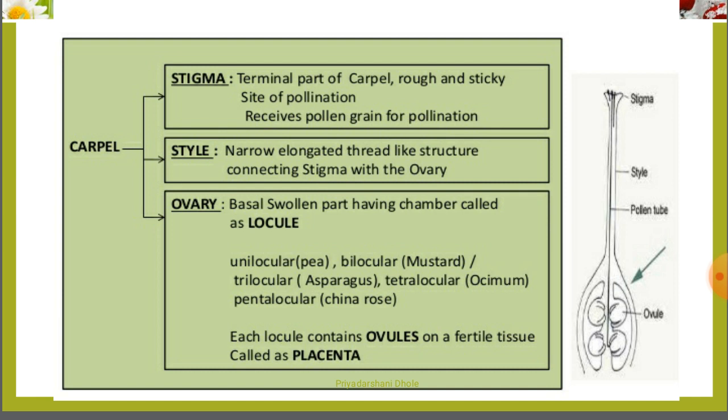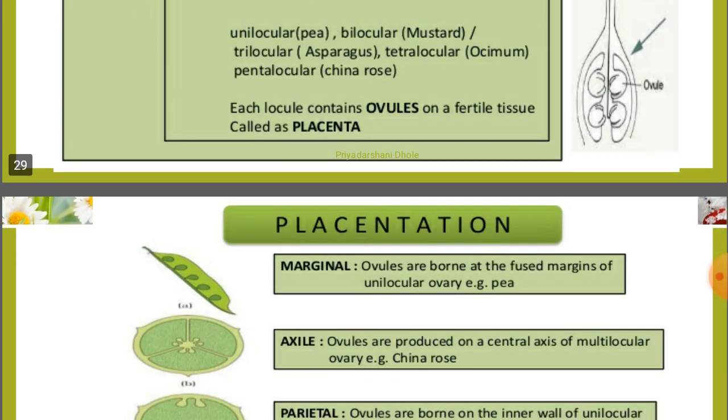When a single locule is there, it is called a unilocular ovary, example pea. Bilocular means 2 locules, as in mustard. Tri means 3, as in asparagus. Tetra means 4, as in Ocimum. And pentalocular, with the example China rose, penta meaning 5. Each locule contains ovules on a fertile tissue called the placenta. After maturation, the ovules become seeds and the ovary becomes the fruit.